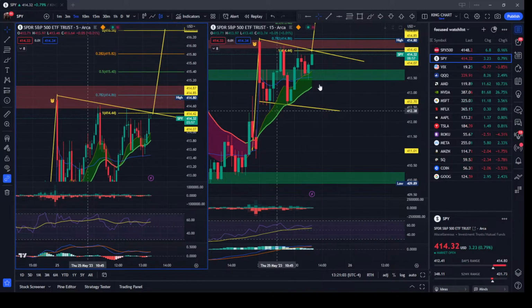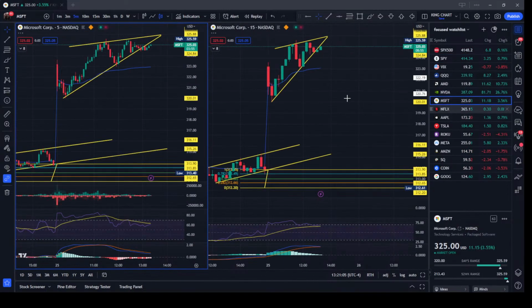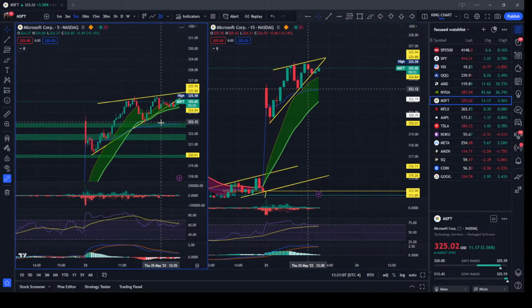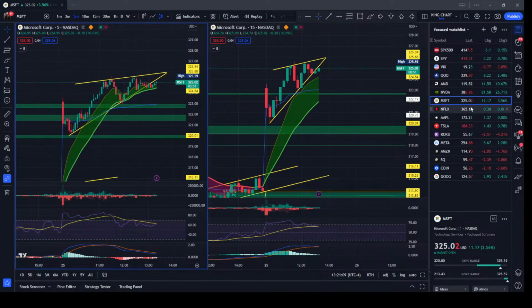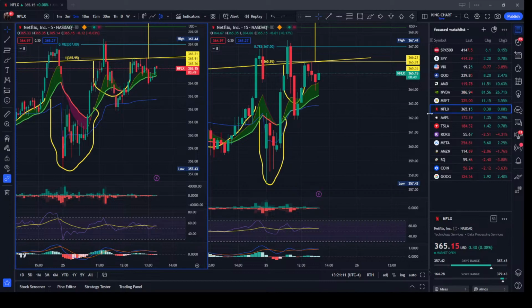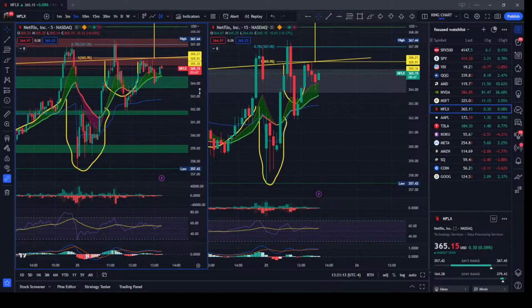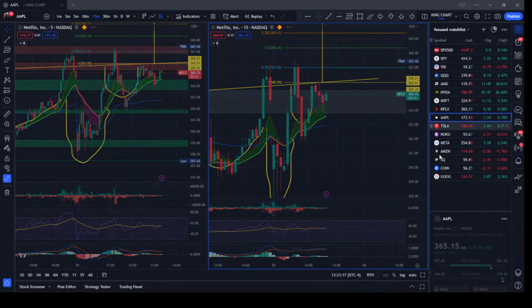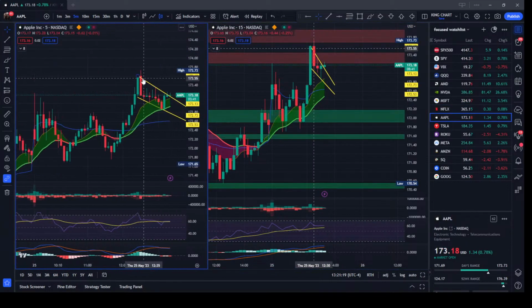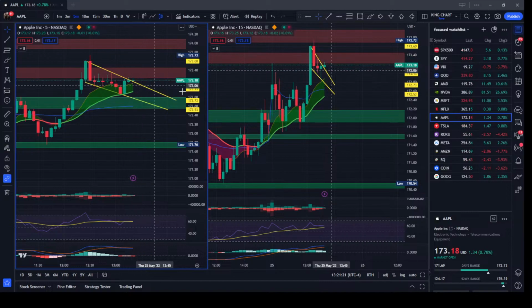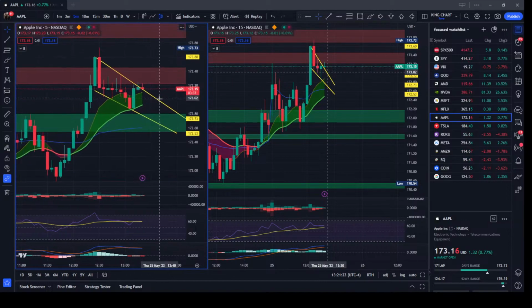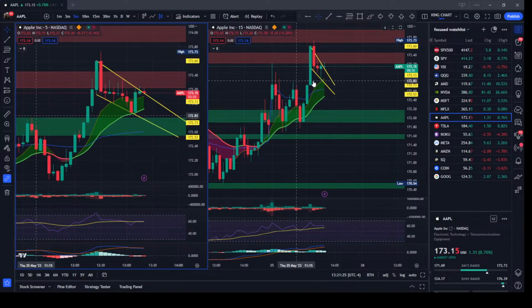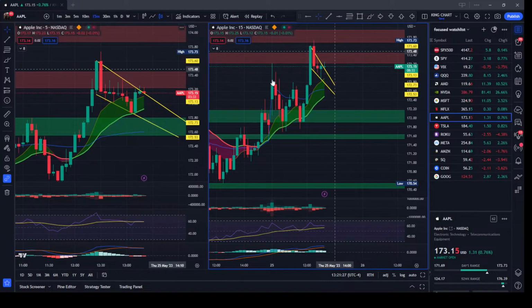All right, 3 minutes left for this candle. Let's go to Microsoft. Microsoft's boring. Netflix is trying to push back up, but it's just stuck in the supply zone. Ooh, Apple. That 5 minute bull flag that we found earlier seems to want to break. Wonder if it will.